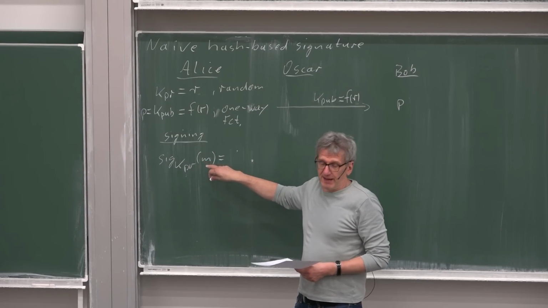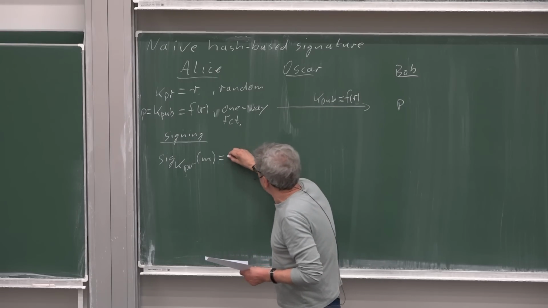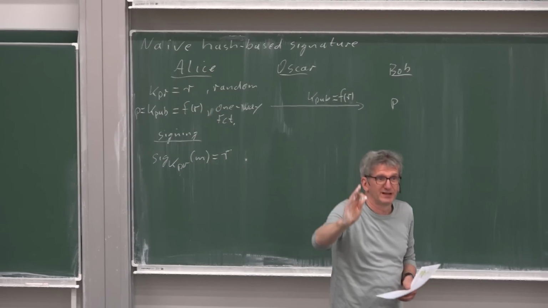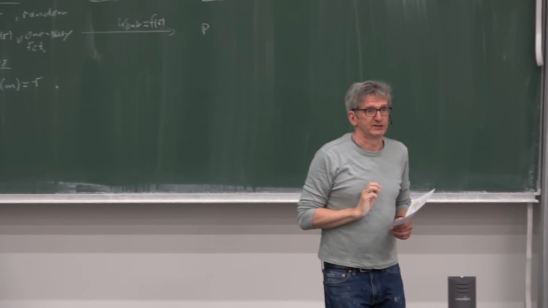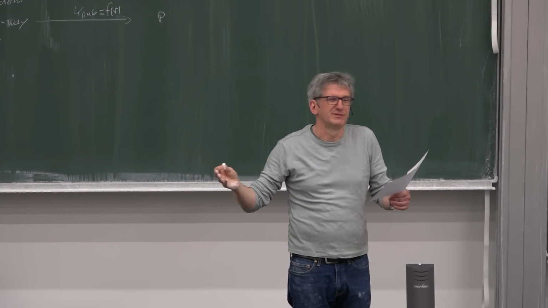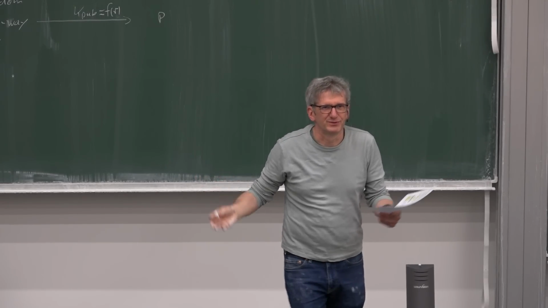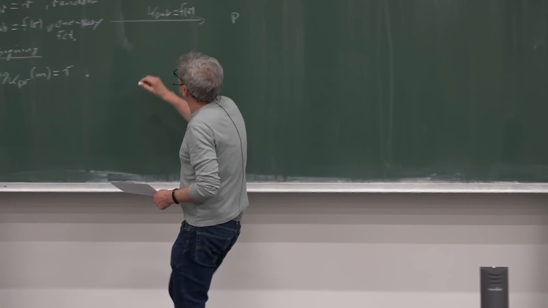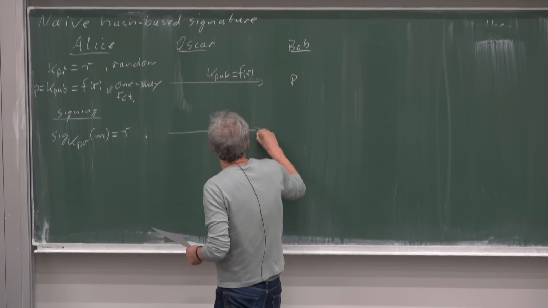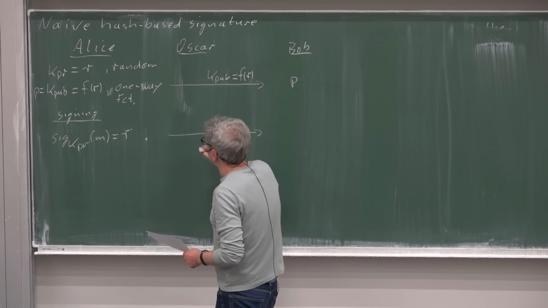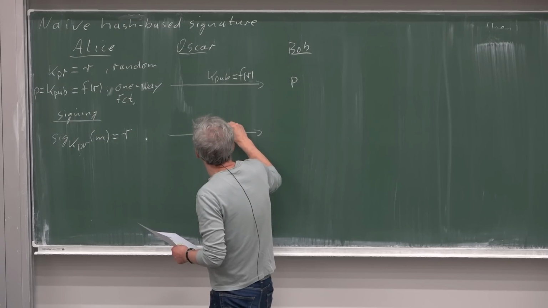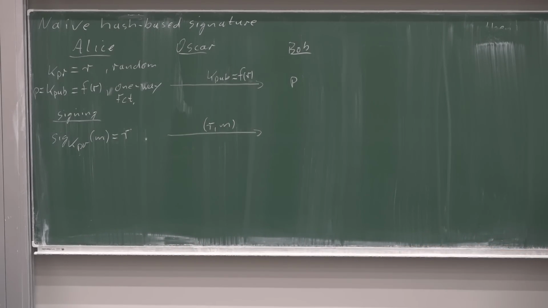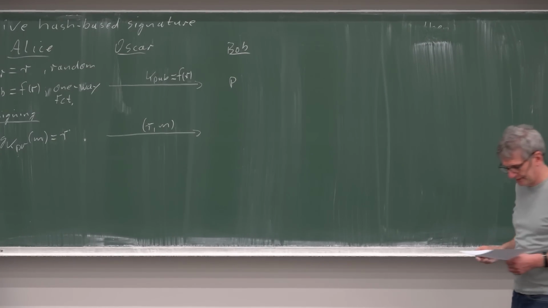We don't care about M here. Alice simply takes the private key and says this private key is going to be the signature. It seems, what is Christof talking about, right? This is stupid. It's pretty stupid, but it's not totally stupid, as you will see in a minute. So Alice sends over her private key together with M, okay?